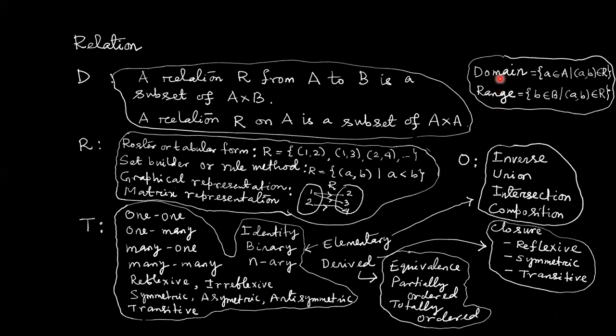When we say domain of a relation, we talk about the first component of the ordered pair, and when we say range of the relation, we consider the second component of the ordered pair. So the Cartesian product is nothing but the set of several ordered pairs, one element from set A, other element from set B.